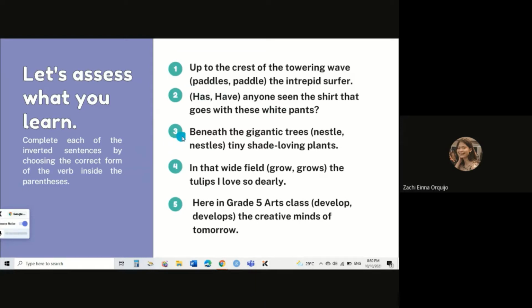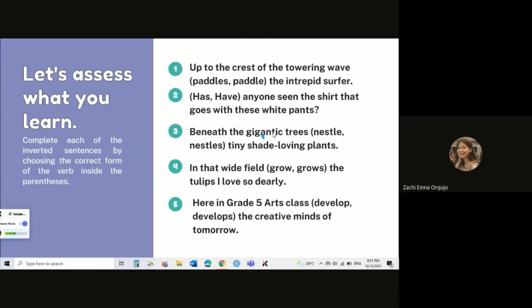For number 3, ang subject dito or ang pinag-uusapan dito sa sentence na 'to ay tiny shade loving plants. So, plants, ibig sabihin hindi lang isang plant or hindi lang isang halaman kasi meron tayong S sa dulo. So, plants, ibig sabihin more than one. So, dahil more than one siya, our subject is plural. That's why our verb should also be plural. So the correct verb here should be nestle. Kasi plural yung subject natin. So, dapat plural din yung verb natin.